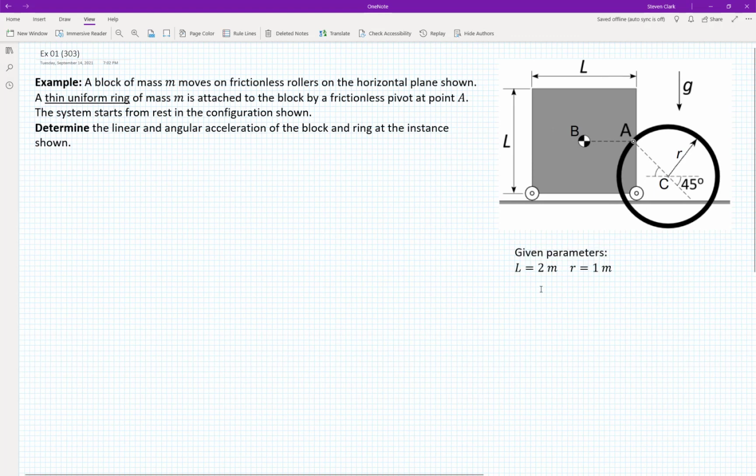As usual, please take a couple of seconds to read and understand the problem statement before we start our solution.